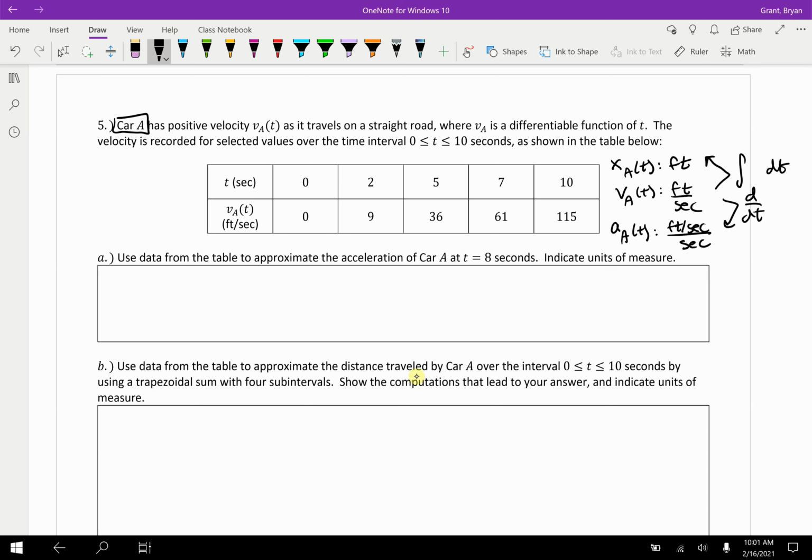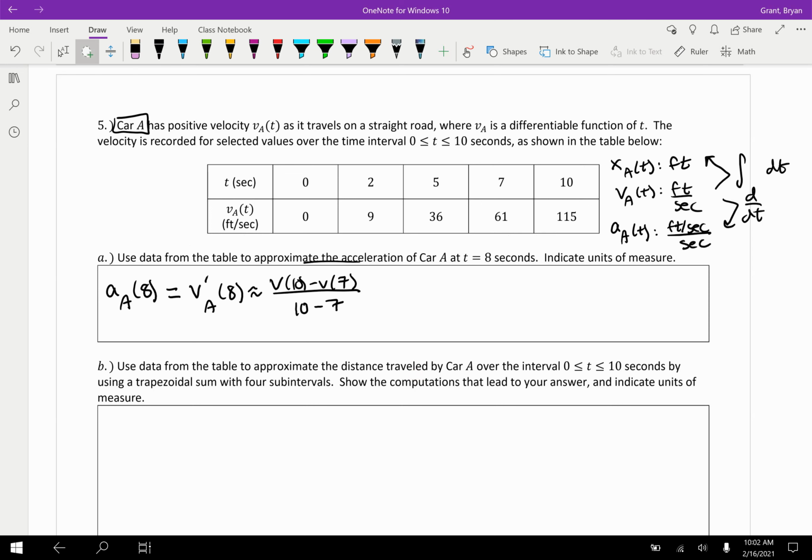I would say that the acceleration of car A at 8 seconds is equal to the derivative of velocity of car A at 8 seconds. Those are exactly equal. I think it's very important to establish the relationship of what is given to what you're trying to find. Then we're going to approximate this by doing v of, not v prime, v of, we're going to use our table, v of, oh, and I think 8 is between 7 and 10, isn't it? Whoops. v of 10 minus v of 7 divided by 10 minus 7. And I'll leave you to do the rest of the work there.